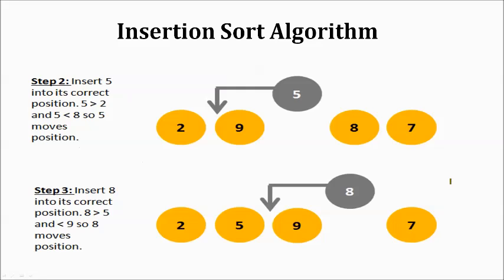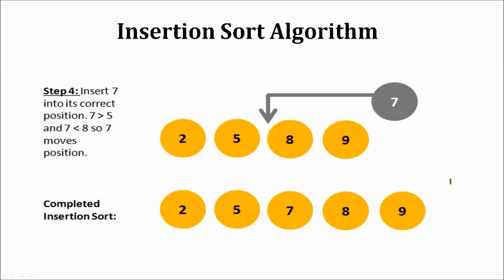Next, what's step 3? We're going to compare 8. Let's compare 8 and 9. Is 8 less than 9? True, so they're going to swap places. What about 8 and 5? Is 8 less than 5? False. So meaning to say, the 9 and 8 are the only two data that will swap places.